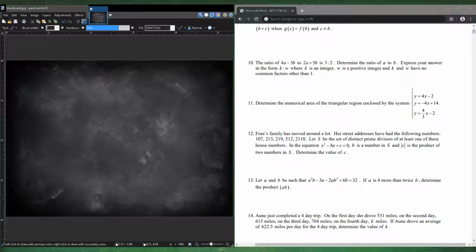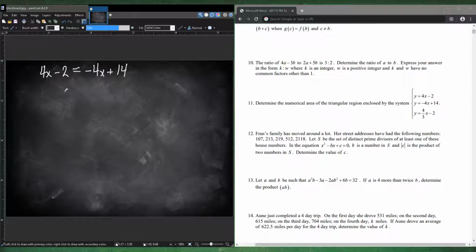Okay. Number 11, determine the numerical answer of the triangle enclosed by the system. Okay, so first we're going to have to find those points. So 4x minus 2 is equal to negative 4x plus 14. We're going to use the first equation and the second, and then the first and the third, and then the second and the third, right? So we get 3 points, because 3 points make a triangle.